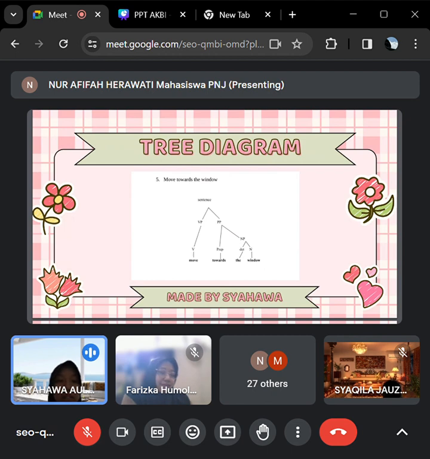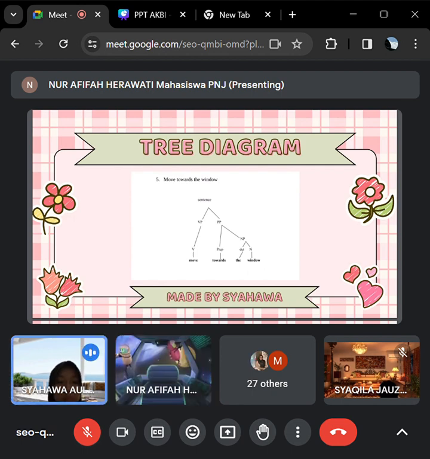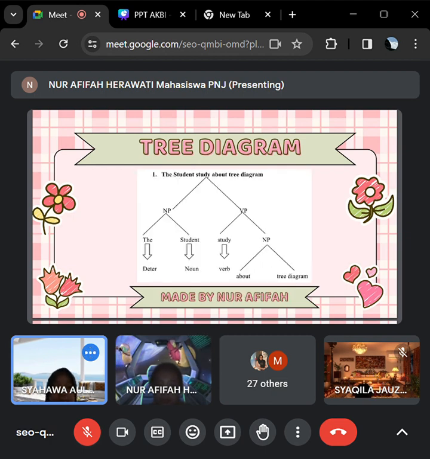The next sentence is move towards the window. The sentence is divided into verb phrase and prepositional phrase. The verb phrase turns down to the verb move. The prepositional phrase is divided into preposition and noun phrase. The preposition is towards, and the noun phrase is divided into determiner and noun. The determiner is the, and the noun is window. Next, please. Okay, thank you, Shahawa.